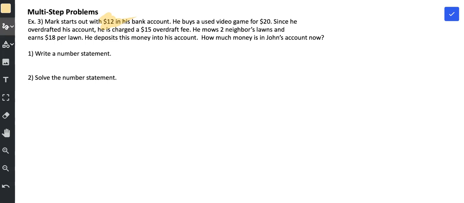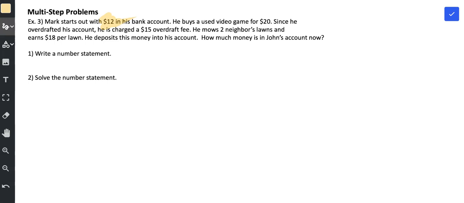Since he overdrafted his account, he is charged a $15 overdraft fee. Overdraft means that, well, he didn't have enough money in his account. So he only had $12 in his account and he spent $20. So he overdrafted it. Basically, he took money from the bank that was not his money. It was the bank's money. So it's like he was borrowing money. So the bank charges him a fee of $15. So that's going to be a negative towards Mark. So that will not be yellow.